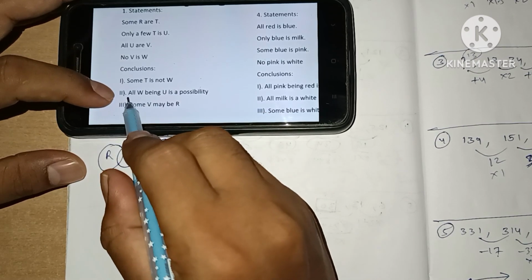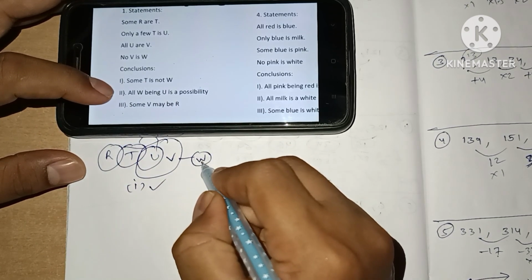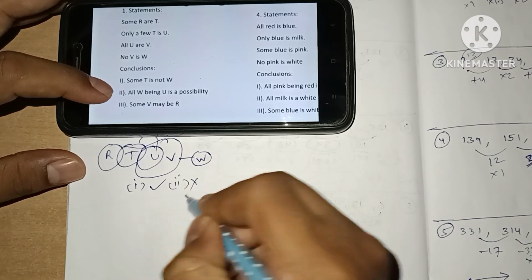Second conclusion, all W being U is a possibility. All W can be placed inside U. No, it is not possible. So second conclusion is false.